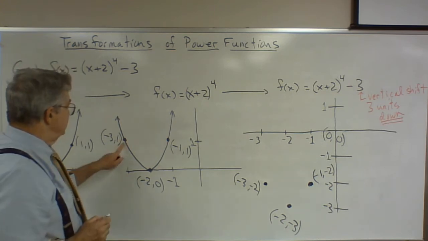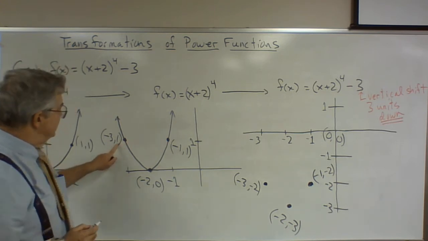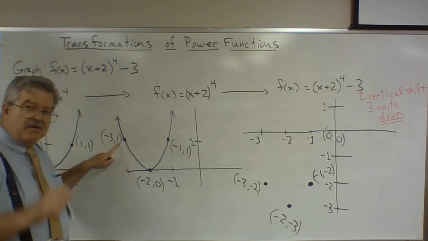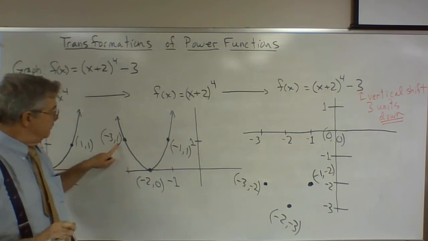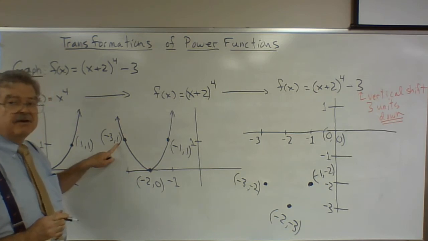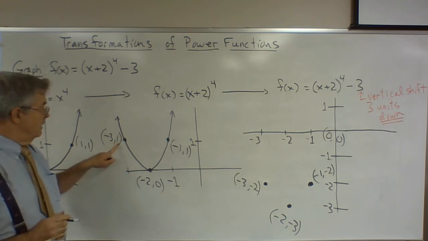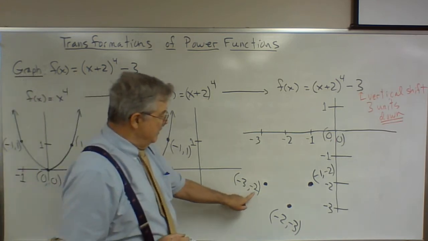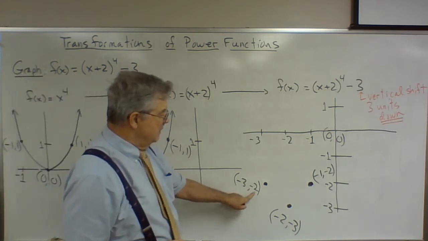Now, how else could we have gotten this point? We could have taken the y coordinate, and since we're going down 3 units in the y direction, we could have subtracted 3 from the y coordinate. Keep the x coordinate the same, and subtract 3 from the y coordinate. 1 minus 3 is negative 2.